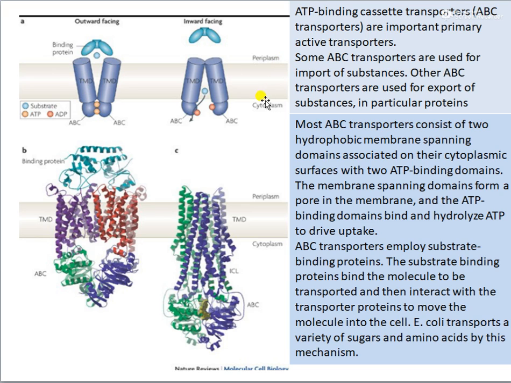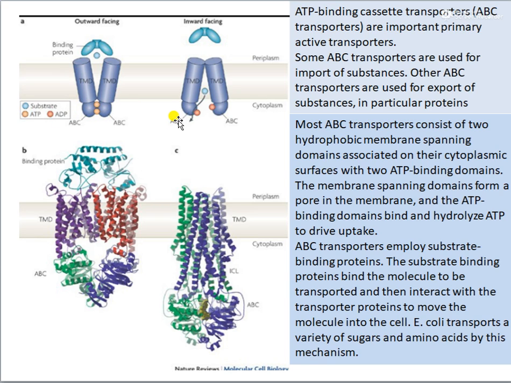Now, if this is the membrane, you can see this. This is a membrane. They have got two hydrophobic membrane spanning domains, and also there are ATP binding domains which have been found towards the cytoplasm surface. This is the cytoplasm. So there are some dots, like you can see the spherical ones, which can bind to the ATP. ATP is being depicted in orange color over here.